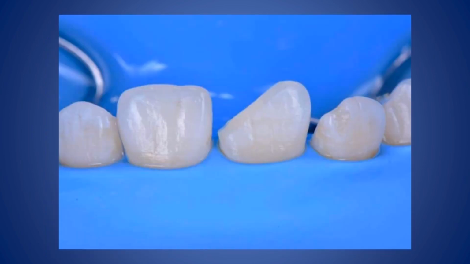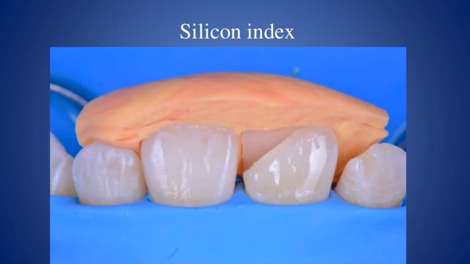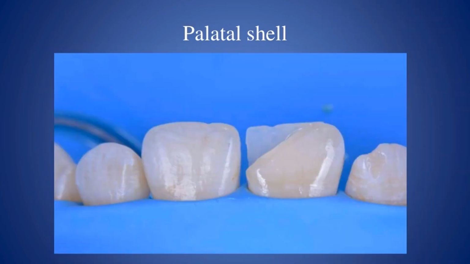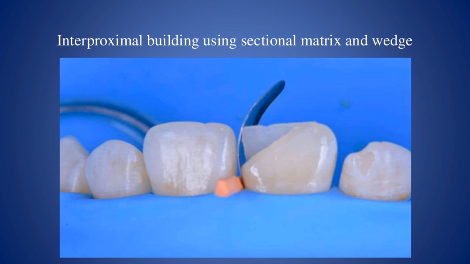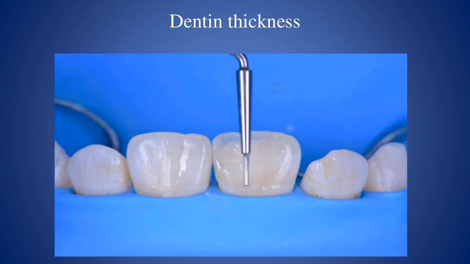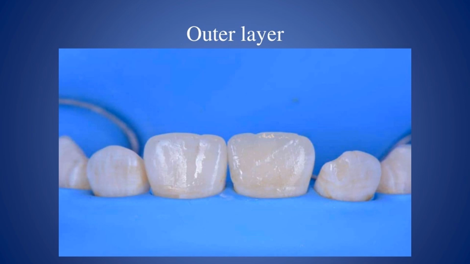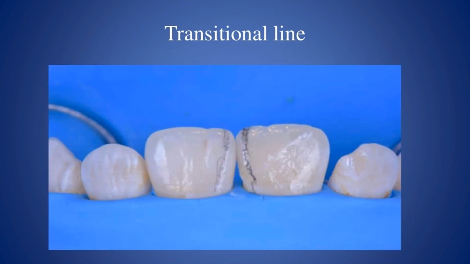10. Etching. 11. Rinse. 12. Bonding. 13. Silicon index. 14. Palatal shell. 15. Interproximal building using sectional matrix and wedge. 16. Boxing. 17. Dentin thickness. 18. 0.5 mm space left for enamel.